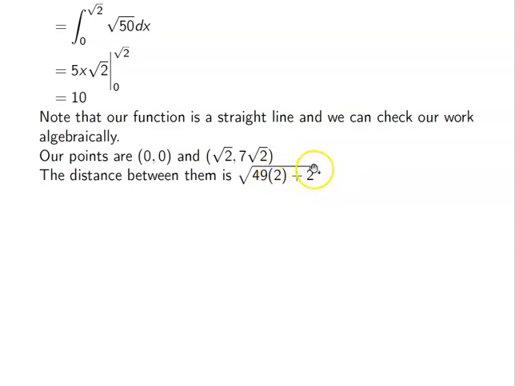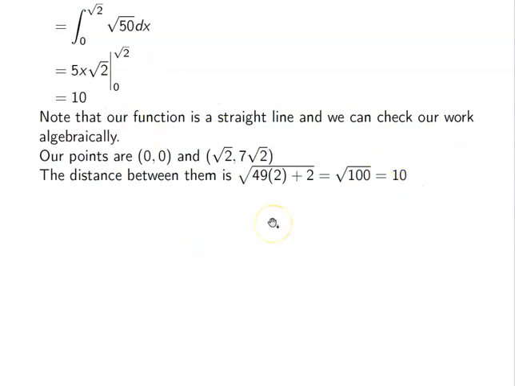Or if I pull out this common 2 here, 49 plus 1 times 2, which is 100. The square root of 100 is 10, which is the same thing that I got. So that looks pretty good, right? I'm fairly confident that I got my answer right because I did it with regular algebra.